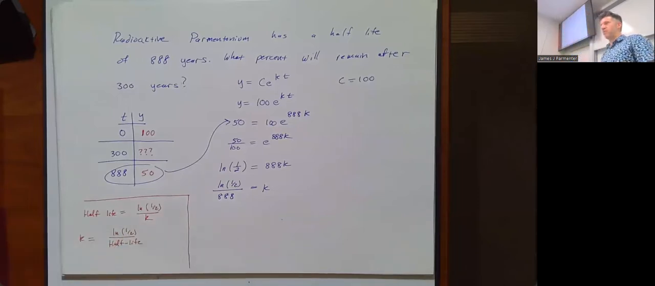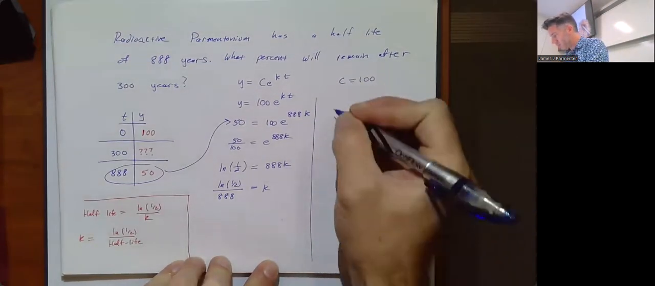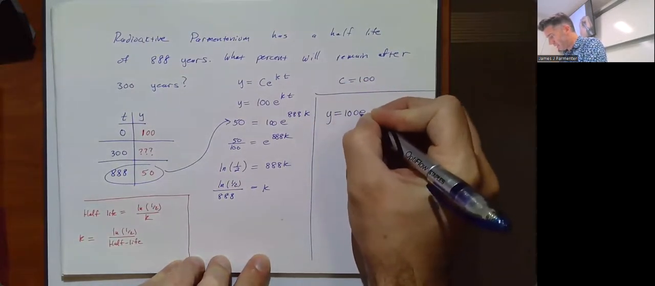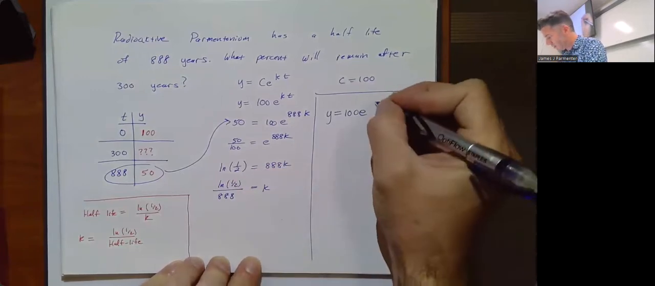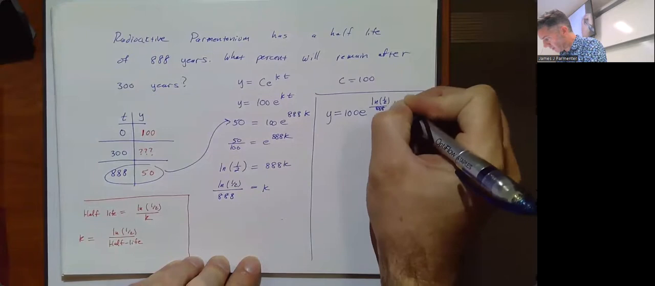You might have seen it as natural log of 2 because someone was saying something else was negative when it was really positive or whatever, but it's the same idea. So then we go back and we plug this in to get our fully fledged model. So our model is going to be y equal to 100 e to the natural log of 1/2 over 888 times t.